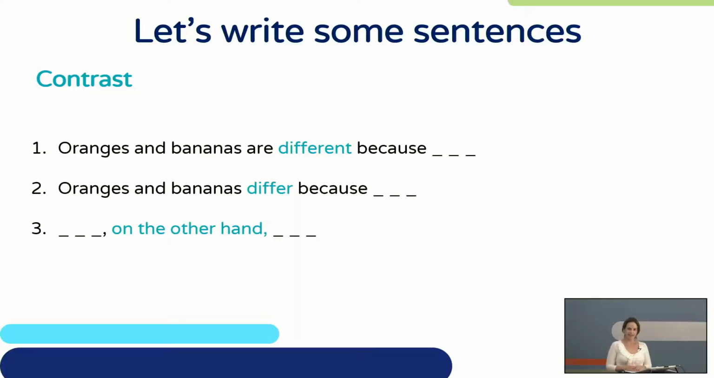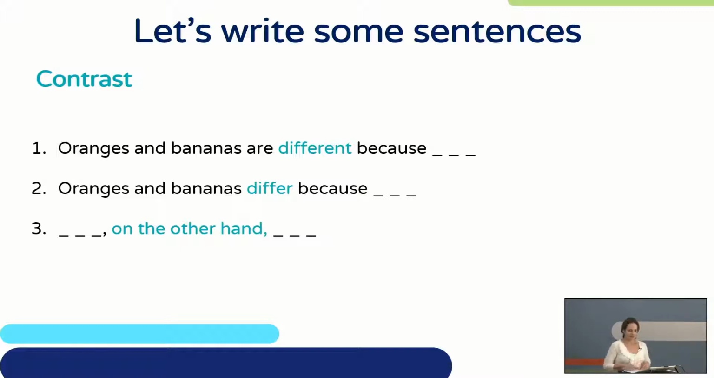Now we have some examples of contrasting sentences, saying how things are different. So I'm going to give you some time to fill in the sentences with your answers. In the meantime, I will read. Number 1, oranges and bananas are different because. Number 2, oranges and bananas differ because. And number 3, on the other hand.